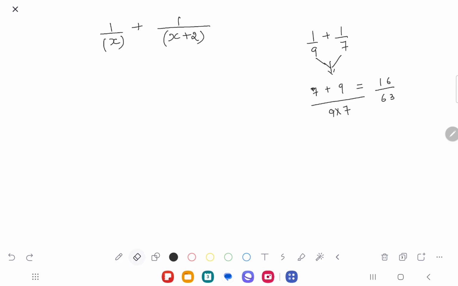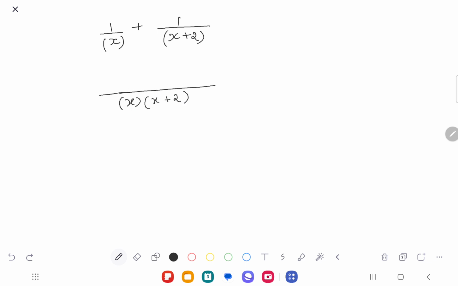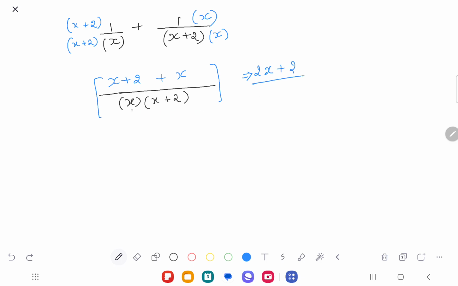So similarly, how would you do this? You will also take the LCM. So the answer here will be x times x plus 2. This is going to be my LCM, and I'm going to multiply this x with x plus 2 at the top, and this x plus 2 with x. So I will get x plus 2 plus x. Yes or no? So here it is going to be 2x plus 2 over, if I multiply x times x, x squared, and x times 2 would be 2x.